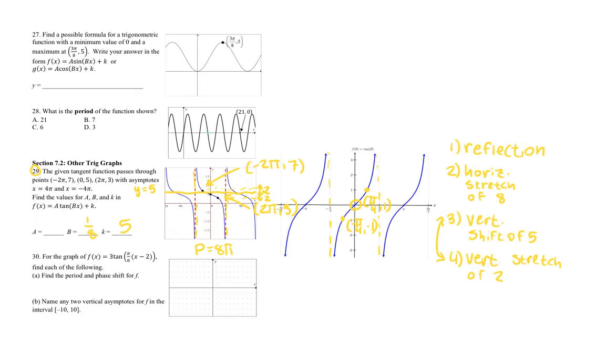Since we have a vertical stretch of 2 and a reflection, that means our a value is going to be negative 2. So we're reflecting it around the x-axis, and then we're stretching it by a factor of 2. So our a value here is negative 2, and therefore our final equation is f of x, that's our y, equals negative 2 times tangent of 1 over 8x plus k, which is 5.